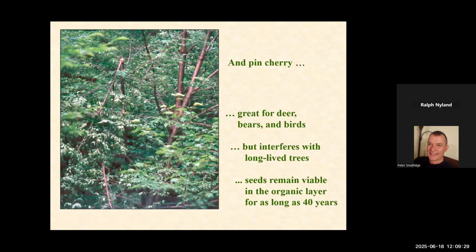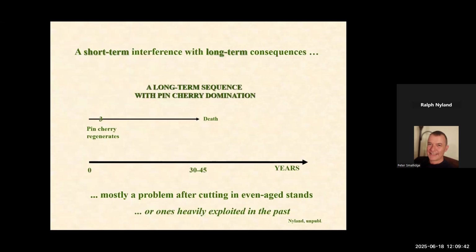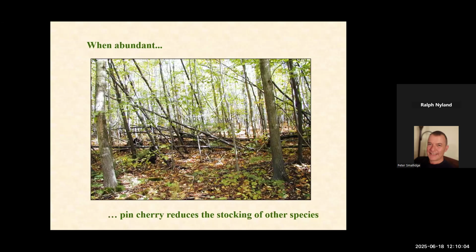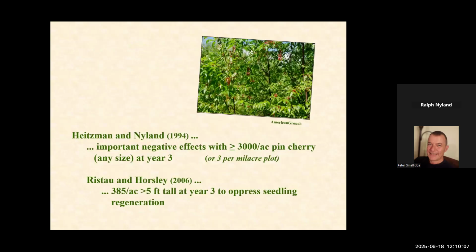Likewise, pin cherry, great for deer, bears, birds, but interferes with long-lived trees, and the seeds remain viable in the organic layer for as much as 40 years. It has a lifespan of about 30 to 45 years, and during that time, it's producing seed. It's mostly a problem after cutting in even-age stands or in heavily exploited stands of other kinds. And when abundant, pin cherry reduces the stocking of other species.